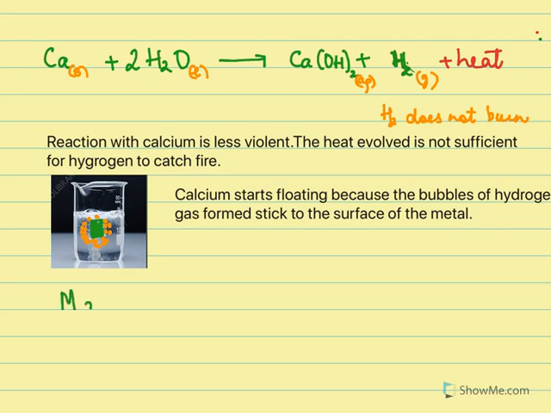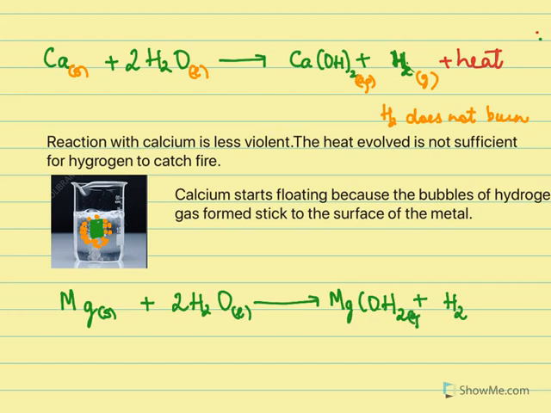Now magnesium too will react with water to give you magnesium oxide plus hydrogen, and the magnesium oxide being soluble in water will dissolve in water and give you magnesium hydroxide. Again you balance the reaction, you write the state: this is solid, liquid, this is aqueous, dissolved, and this is a gas. There's one point to remember here, that magnesium reacts only in hot water, not in cold water.